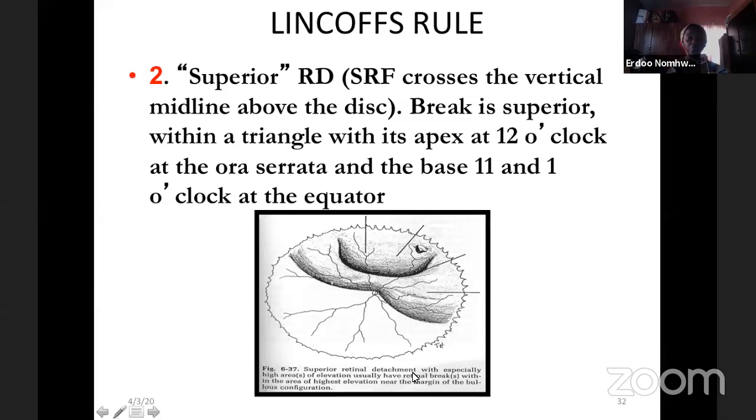Then for the second rule, if there's a superior retinal detachment, like we would see here, the subretinal fluid has crossed the vertical midline above the optic disc. So the break in this case is superior, within a triangle. If I draw a triangle with its apex at 12 o'clock at the ora serrata and the base at 11 and 1 o'clock, my break will be within that triangle. So I have to draw a triangle this way. So the retinal break is said to be within that triangle for a superior retinal detachment.